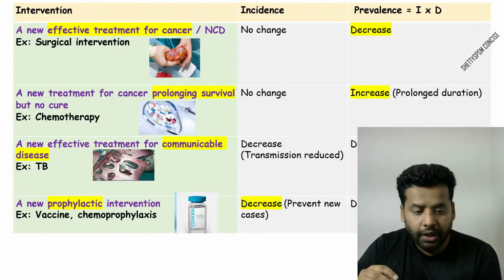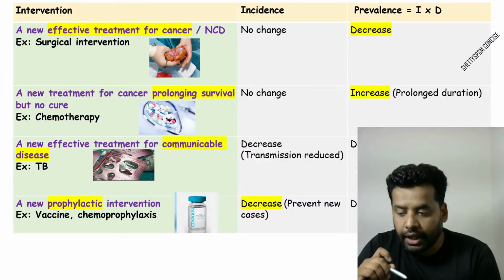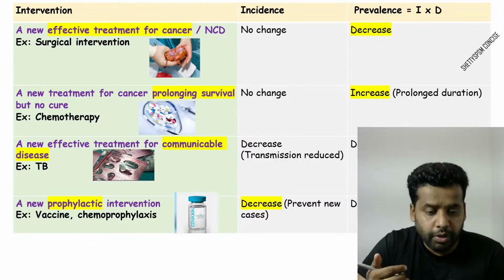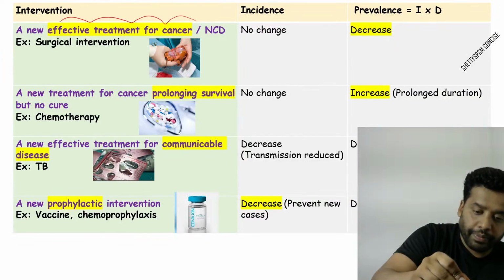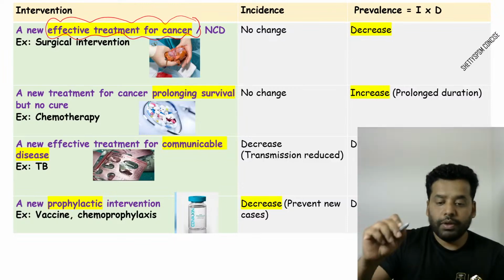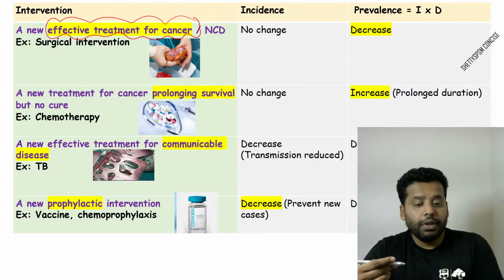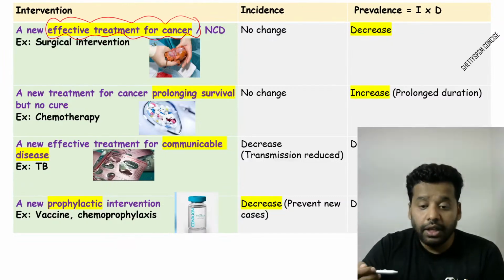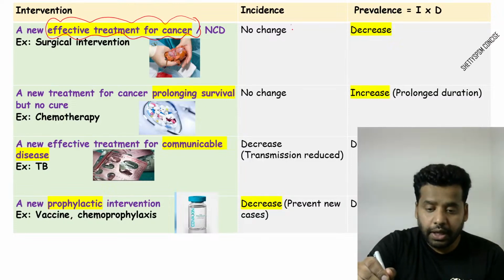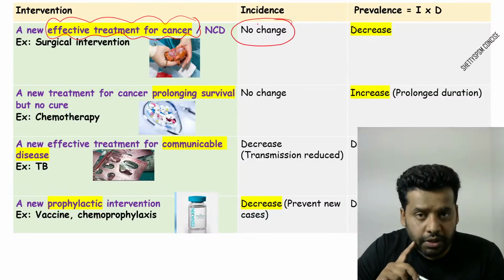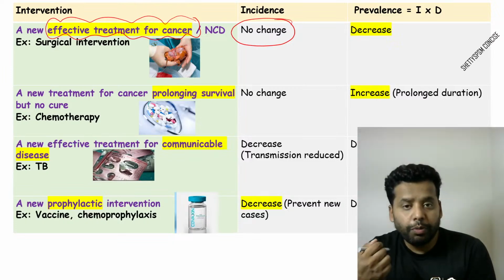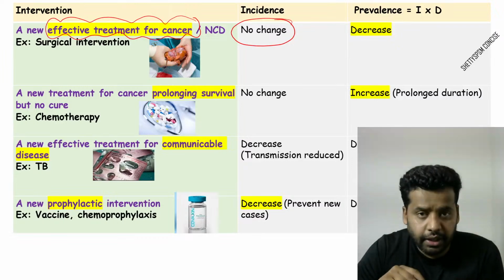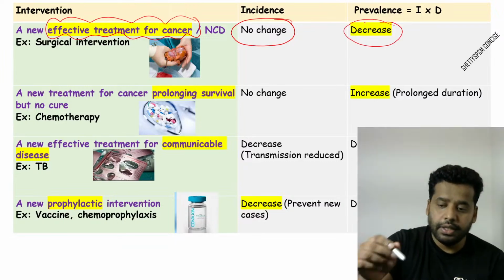Take this question. A new effective treatment for cancer, which is a non-communicable disease, which is giving cure. So what will happen if cancer cures? If I'm asking questions like this, what will happen if cancer cures? It is not having any effect on incidence. Incidence will not change because you are not preventing anything, but prevalence will decrease.